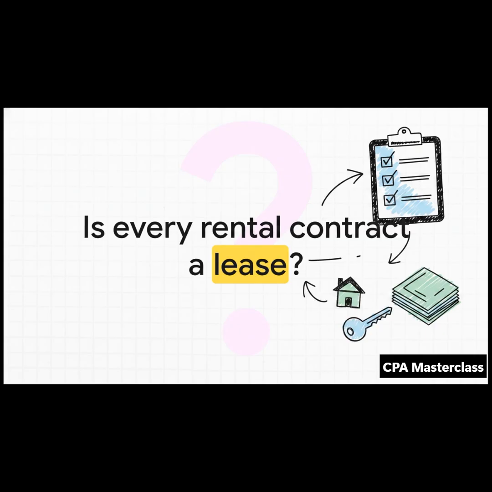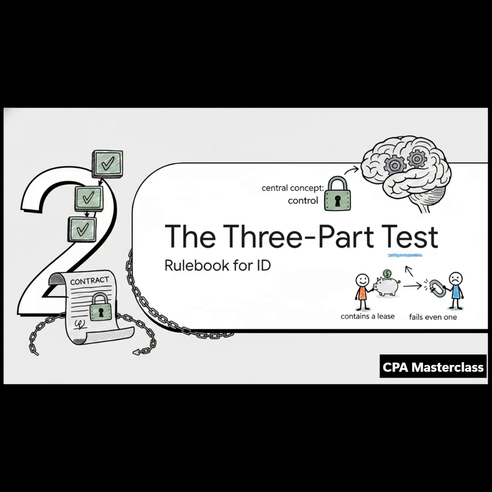To make sure everyone's on the same page, accounting standards have given us a really specific set of rules to follow. Think of it like a checklist to make sure we're all playing the same game. So how do we solve this puzzle? Well, accountants have this great tool, a simple 3-part test. If a contract passes all 3 parts, boom, it's a lease. But if it fails even one part, it's not. And the whole test really boils down to one core idea: control. Does the company using the asset actually have control over it?